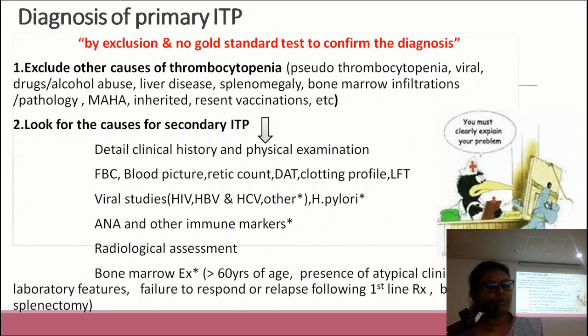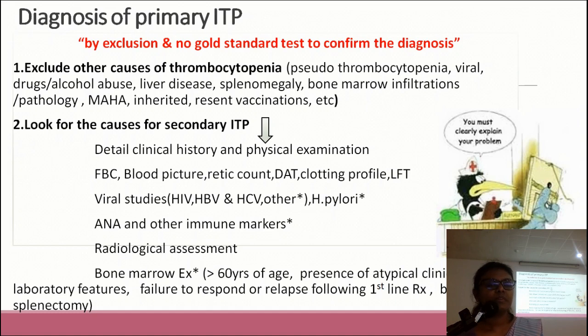Bone marrow examination is again not for all suspected ITP patients. There are indications: if the patient is more than 60 years of age, or presence of atypical clinical or laboratory features. So what are the atypical clinical features then? If the patient is having B symptoms, or complains of bone pains, back pains, any presence of organomegaly, lymphadenopathy, yes.